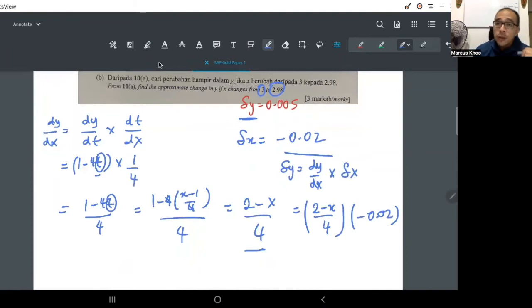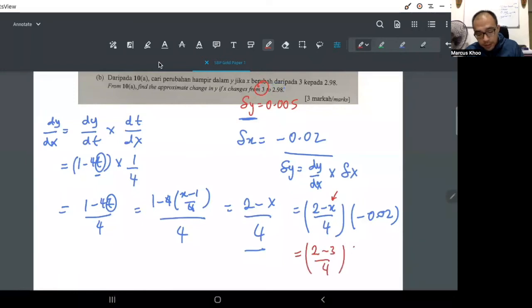But the problem is we want to find the value. So which value of x should I substitute in here? We always substitute the original value of x, which is 3. We don't substitute the new value. So you get 2 minus 3 over 4 times negative 0.02, and you should be able to get the answer. Del y equals 0.005.